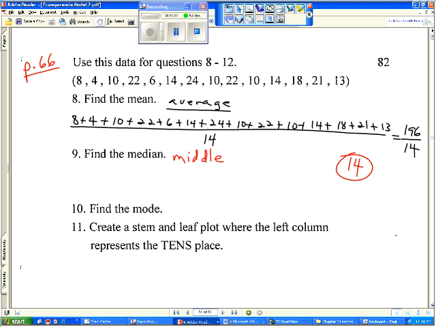So what do we have to do first? Line them up least to greatest. And what's the least? 4. Next least? 6. 8. First one. Thank you. 3 10s. There's a 13. There's 1. How many 14s? 2. 2 14s. 18s next.